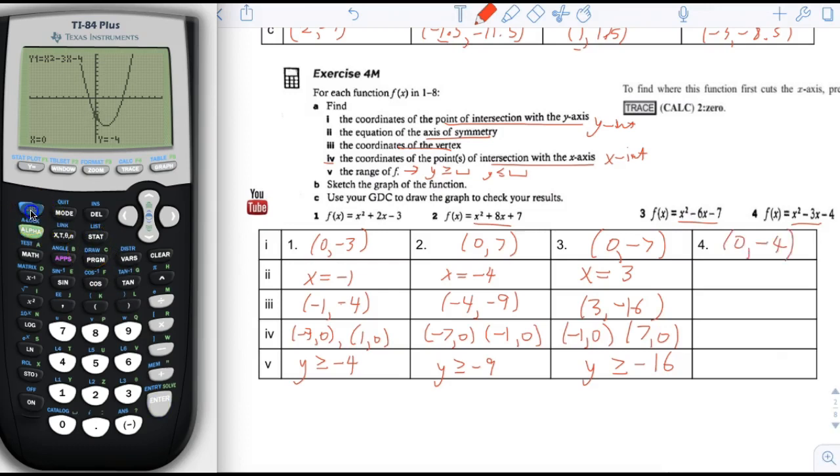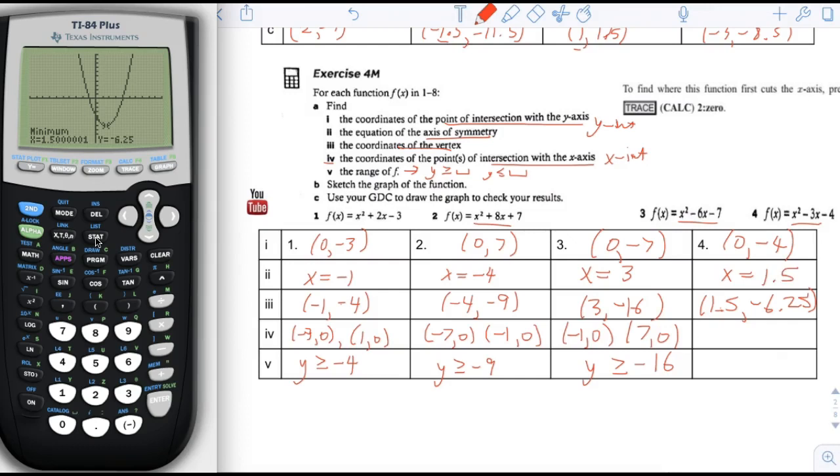Then we'll find the vertex by doing second calc minimum. Move the left boundary. Oh, we're looking for the vertex, which is right there. So we move slightly to the left of the vertex. We move slightly to the right of the vertex. And we hit guess, enter. And it's 1.5, comma, -6.25. And we know that the axis of symmetry is the x coordinate of the vertex, which is x equals 1.5.